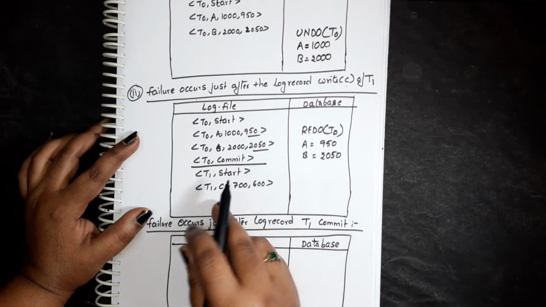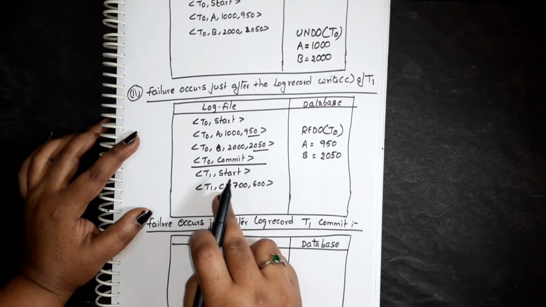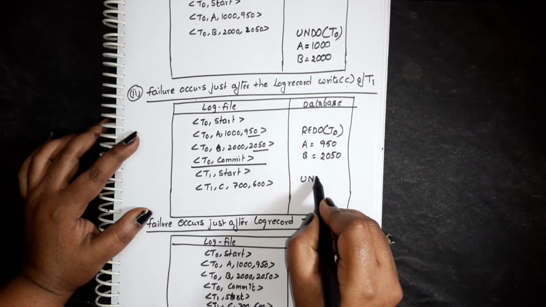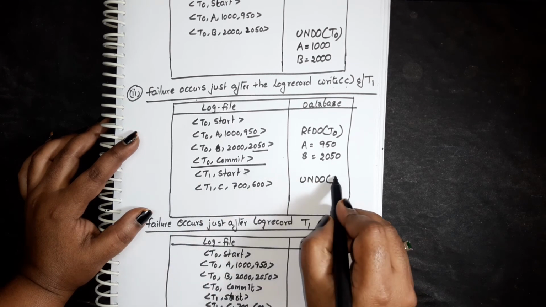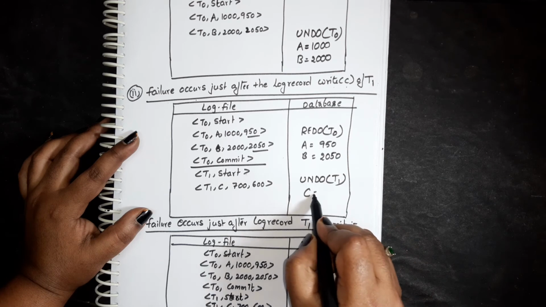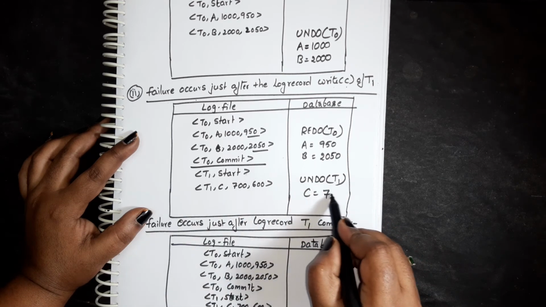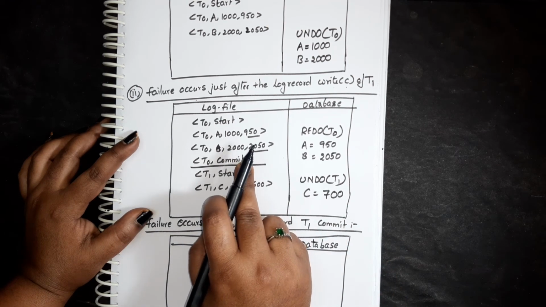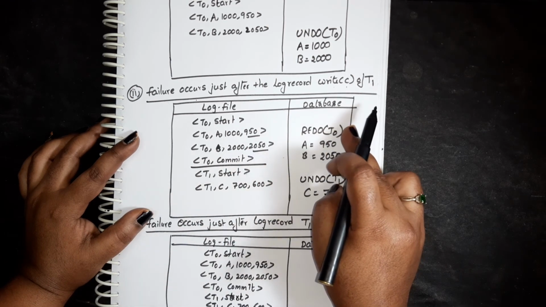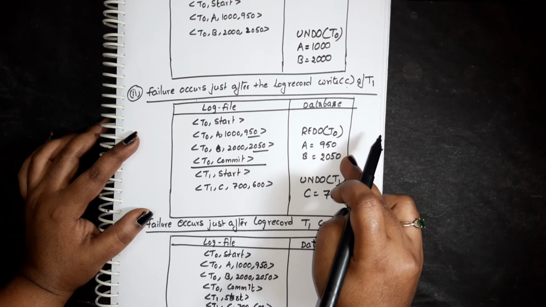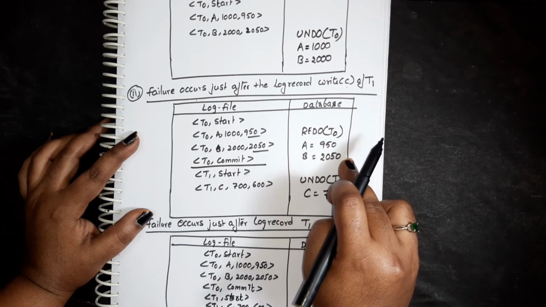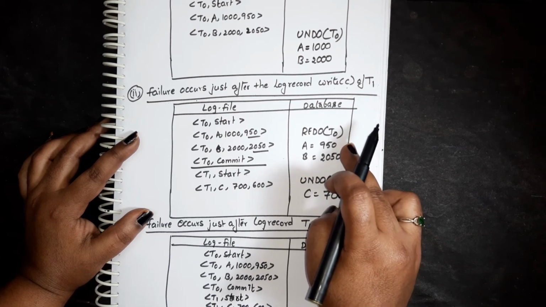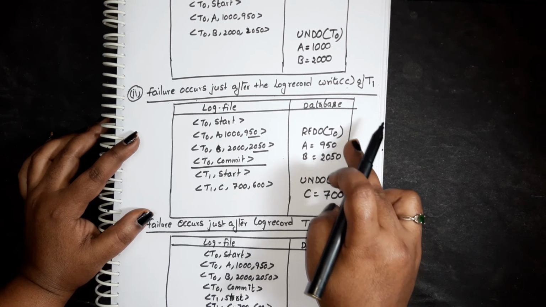What do you have to do for the transaction T1? Here there is no commit. So you are going to perform undo of which transaction? T1. You are going to keep the value of C at its initial, old value, which is 700. If there is a commit, then you use redo and restore the values with the new, updated values. Why? Because it is already changed in the database. So you restore the database values with the new values.